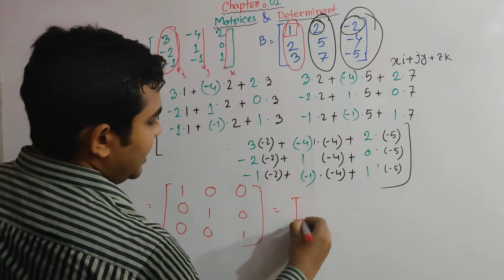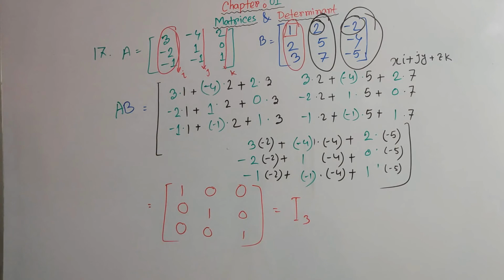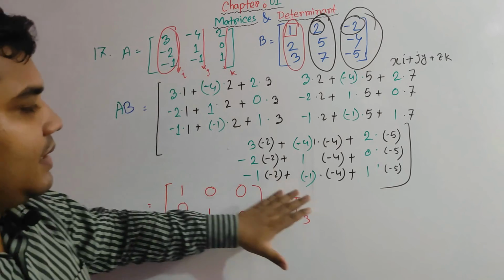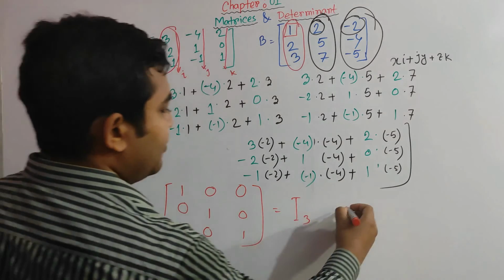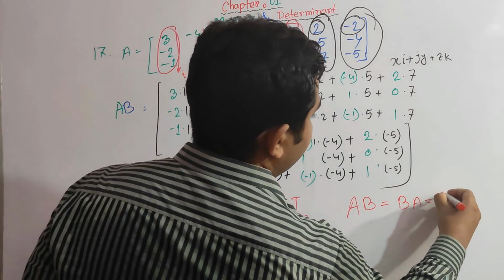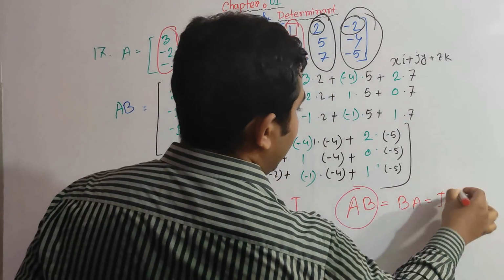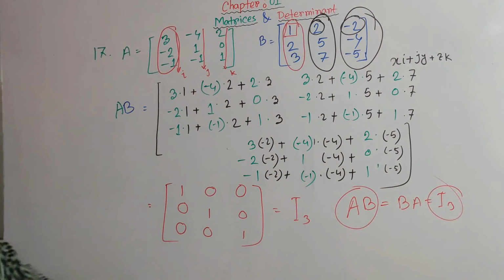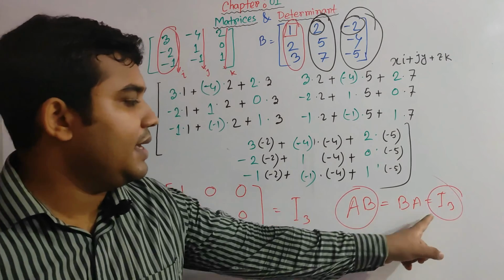So we get an identity, or I3, part. This is question number 17, where we had to prove AB equals BA equals I3. I have already found AB equals I3. Now it's your work: BA equals I.